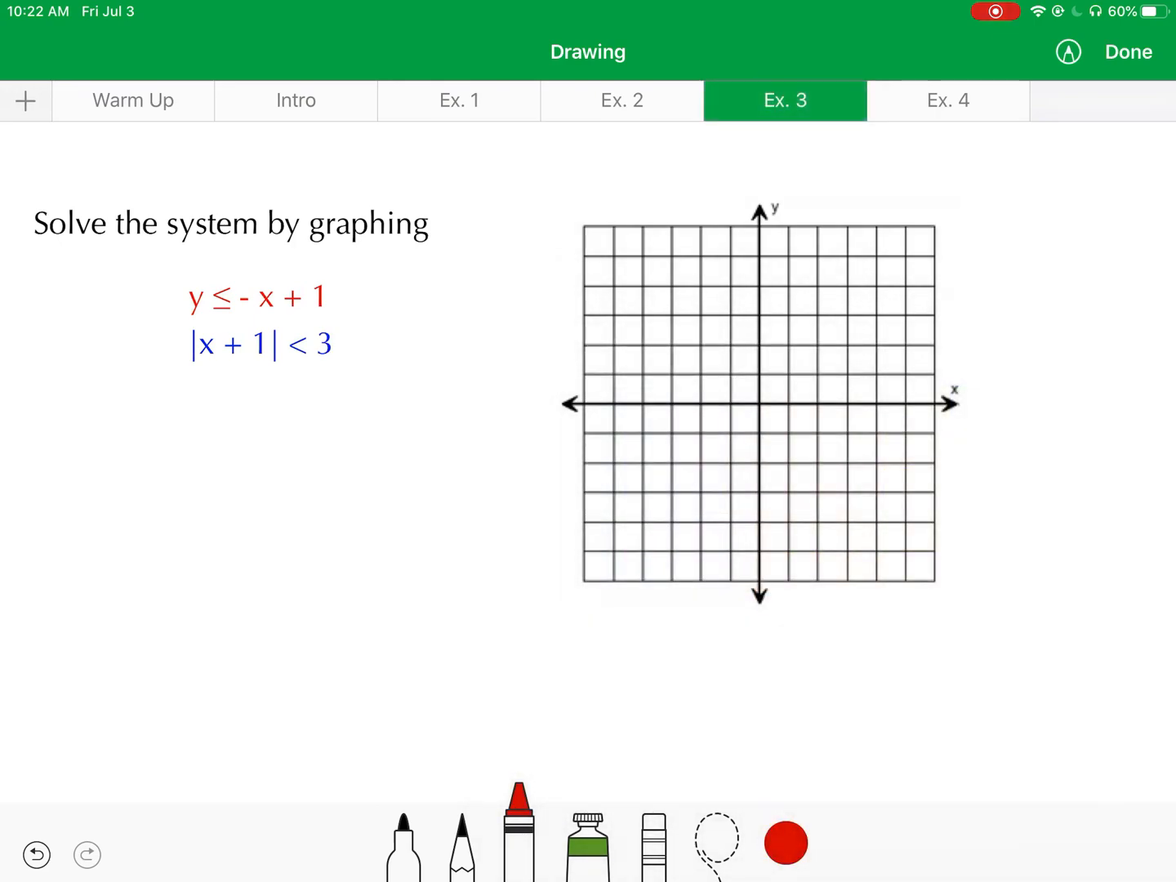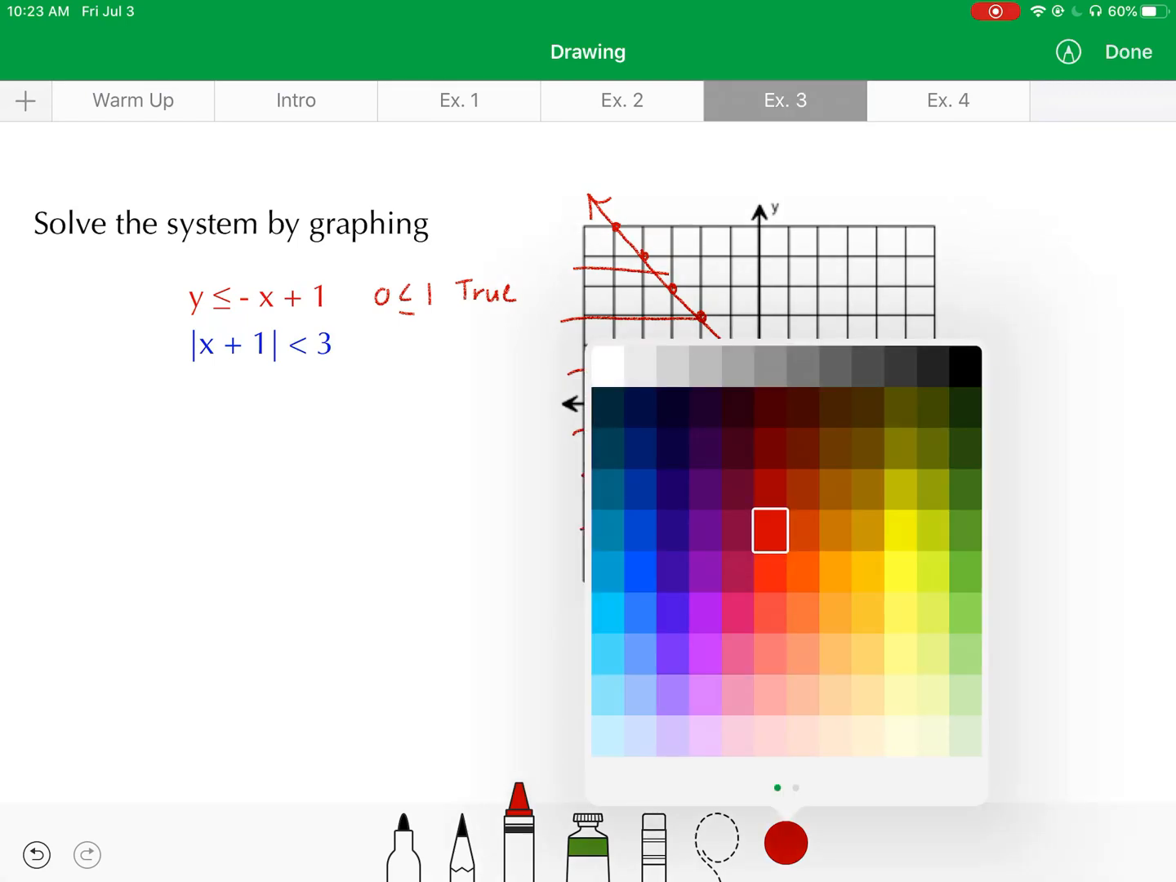Let's start with the linear inequality. Y-intercept of 1, slope of -1, and this would be a solid boundary line. Okay. Using the origin, I would end up with 0 is less than or equal to 1, which is true, so I'm going to shade this half plane that includes the origin. Okay. And now for the absolute value inequality.